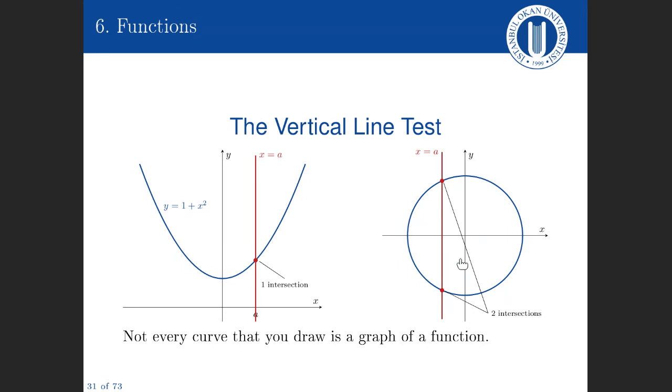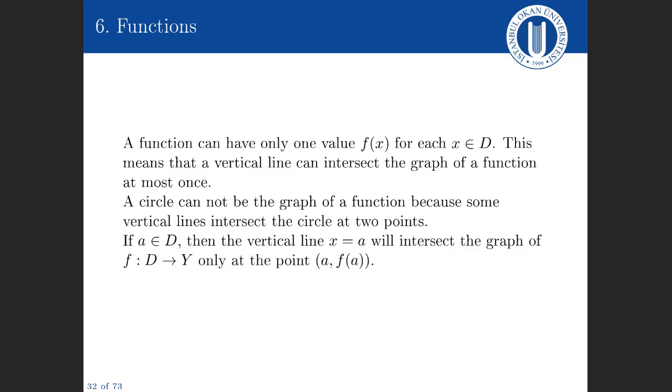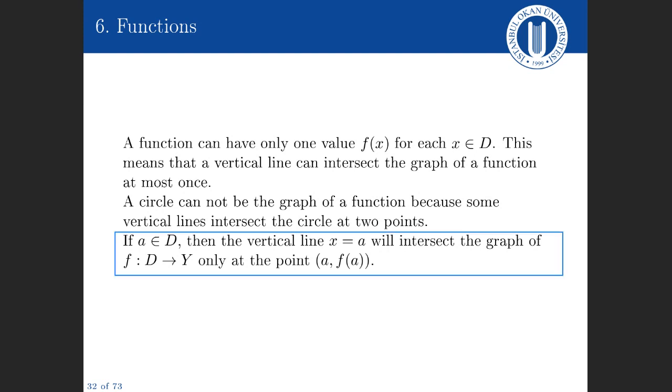This tells us that a circle cannot be the graph of a function because some vertical lines, such as the one I've drawn, intersect the circle at 2 points. To say that again, if a is in the domain of the function, then the vertical line x equal to a will intersect the graph of f from D to I only at the point a, f of a.